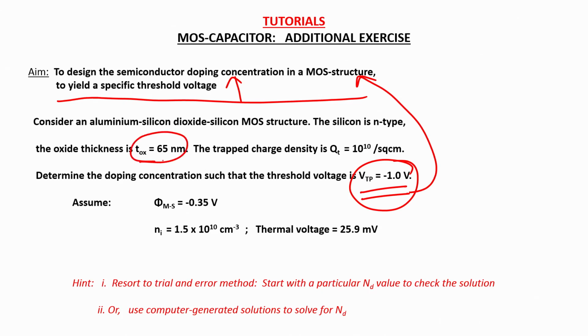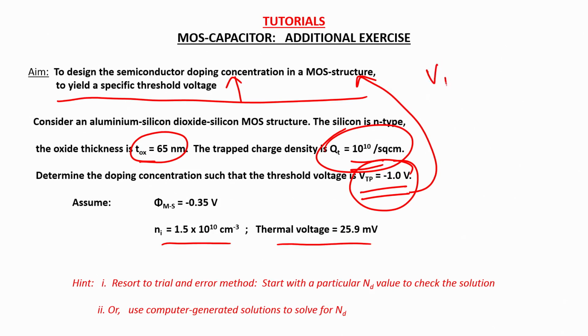You are given other parameters relating to the device such as TOX, and you are also given that there are some interface trap charges and the density of that is given. You are also given the phi ms value, and constants like intrinsic carrier concentration and thermal voltage.